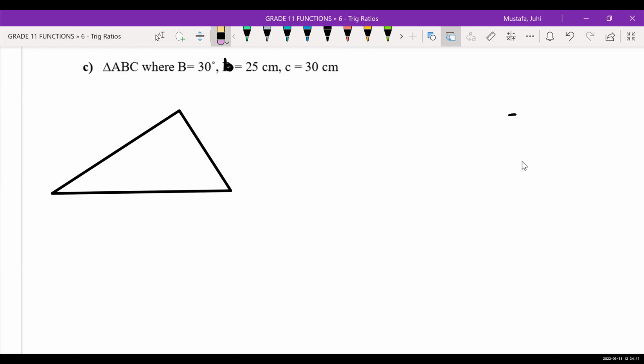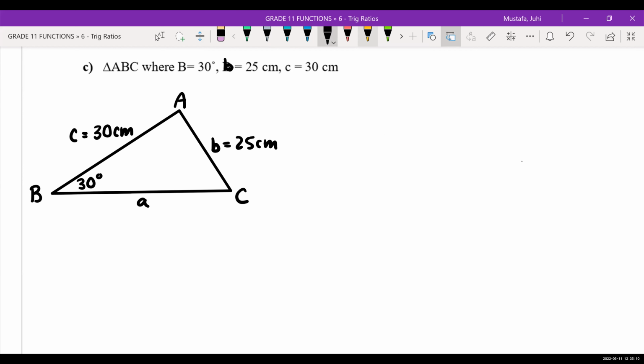And I can see this triangle leans to the right. So I'm going to call this angle B, which is 30 degrees. And this is side length B, which is 25 centimeters. I'm going to call this angle C, and this is side length C, which is 30 centimeters. And then the other angle is A, and this is going to be side length A. Just to see what way the triangle is leaning.